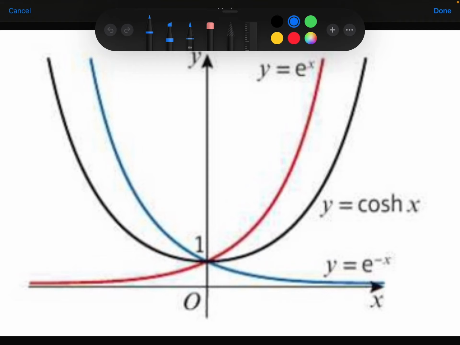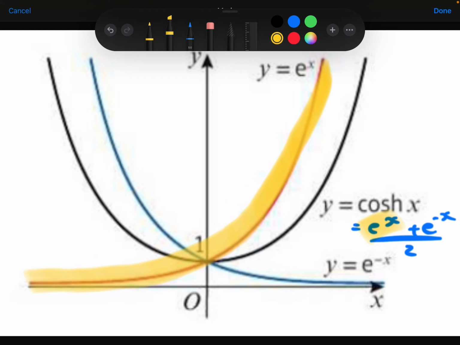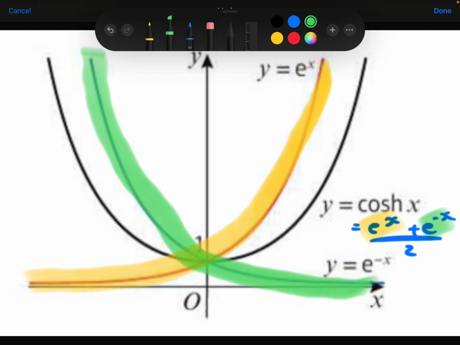Again, let's remember that cosh is the same thing as e to the x plus e to the minus x over 2. So again, let's consider the e to the x function, which is this line, and the e to the minus x function, which is this line, and what happens when you add those two lines together and divide by 2.